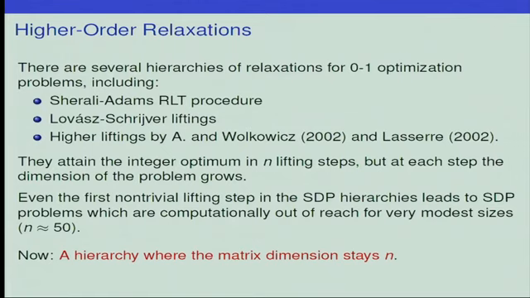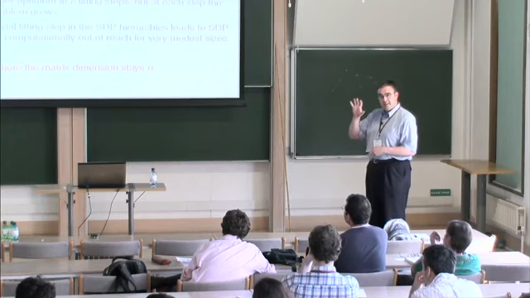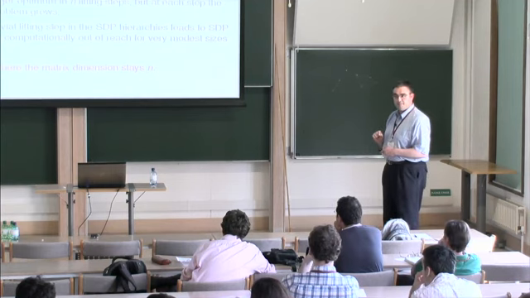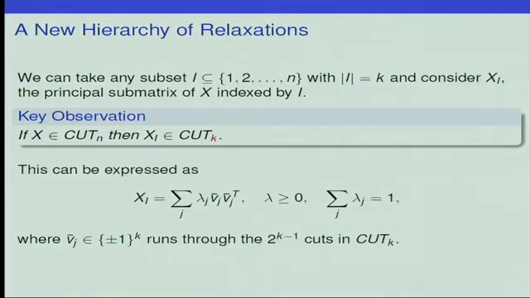So what we're looking at here is essentially a way of constructing what is in spirit like a hierarchy, but the matrix dimension is going to stay fixed at the size of the basic relaxation. So here's the idea. We're going to use the following observation: if you take from the n nodes in your graph any subset capital I of some cardinality k, we fix a subset of the nodes, and we look at the principal submatrix of the variable x indexed by the rows and columns in the set I.